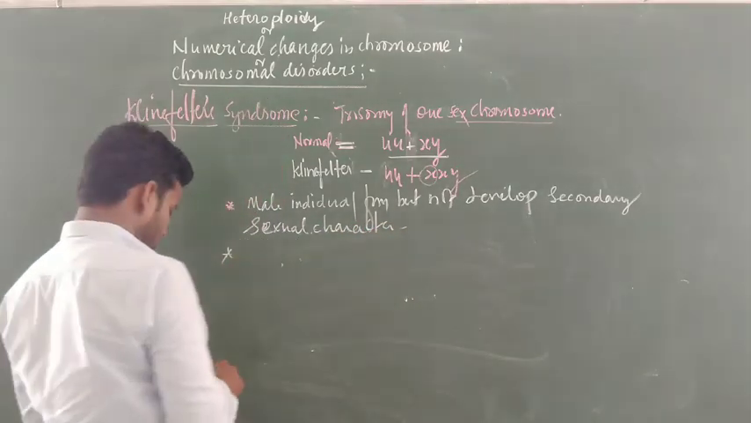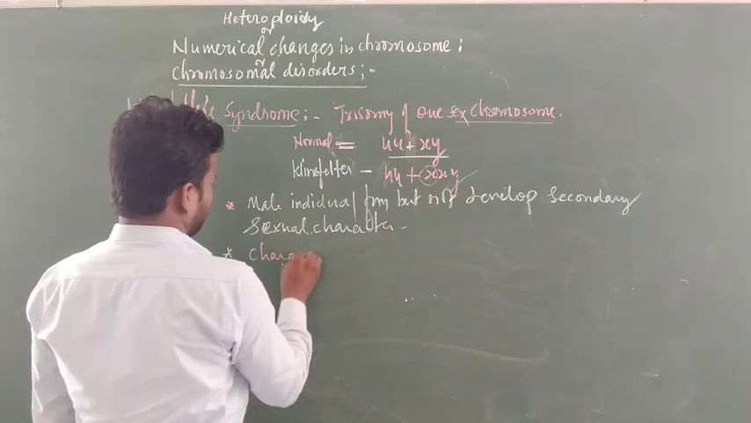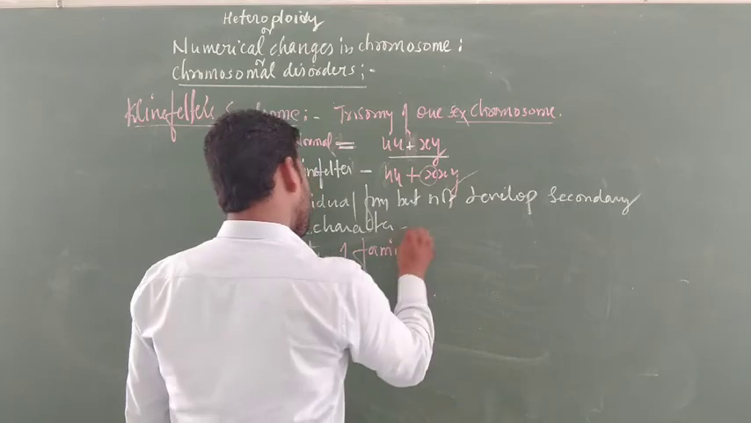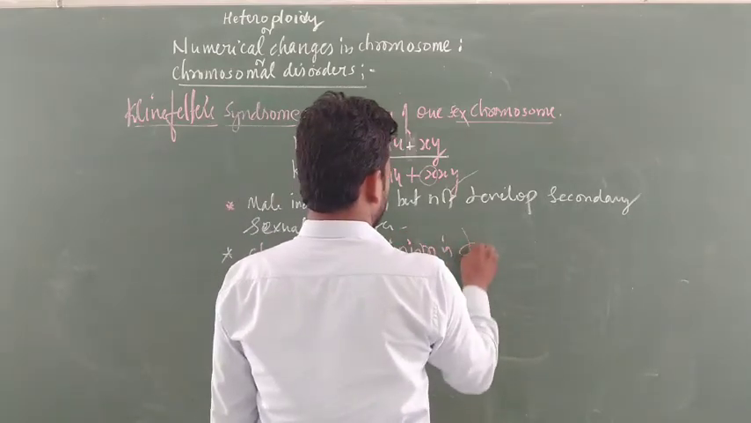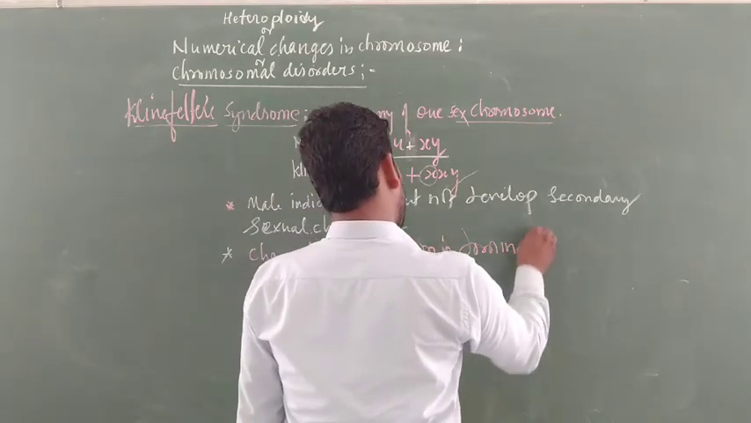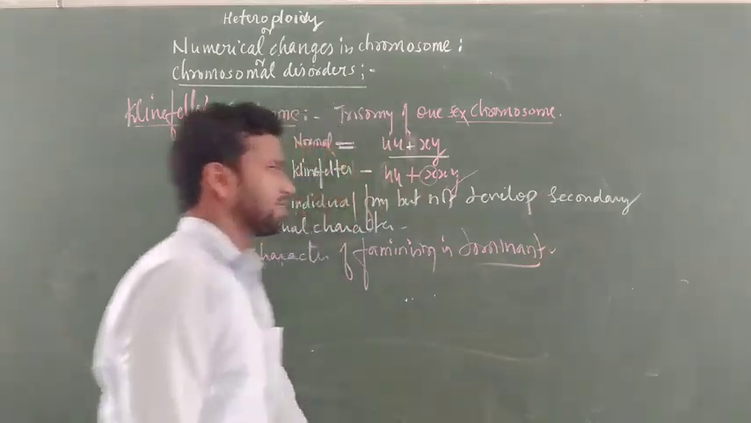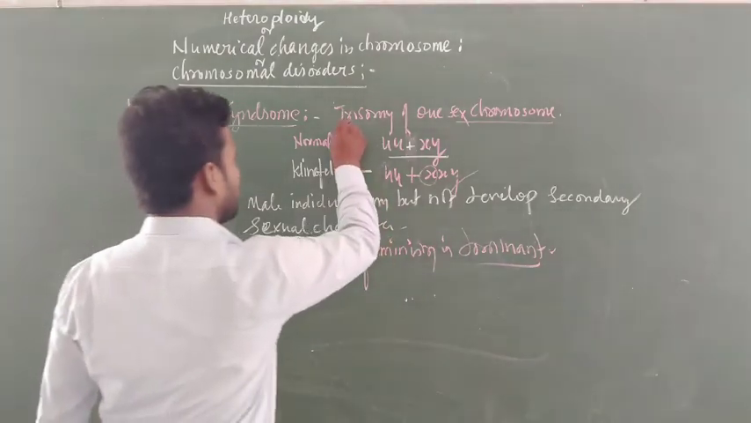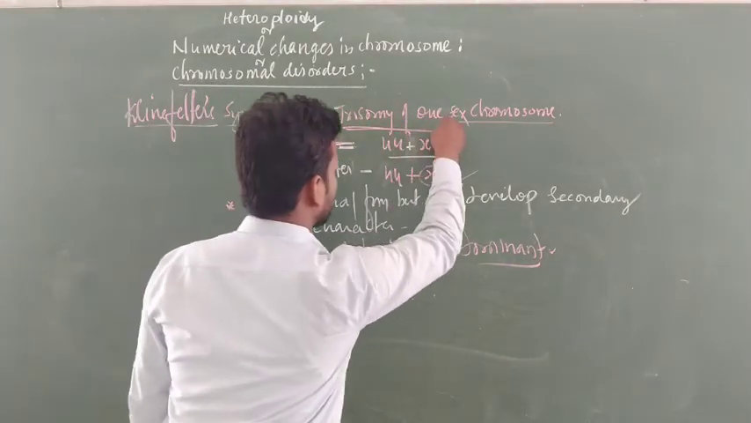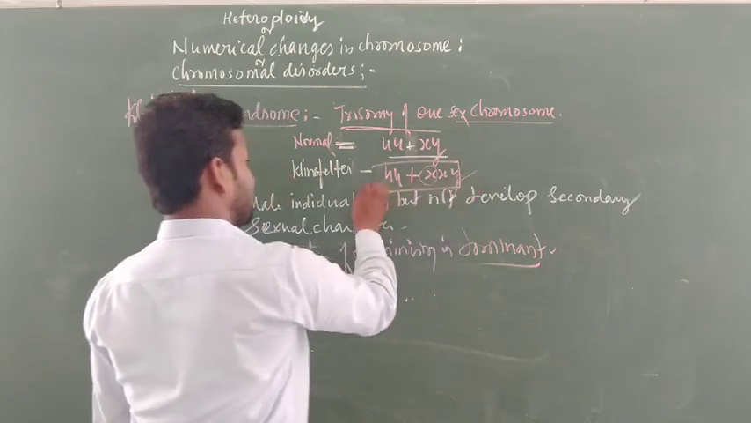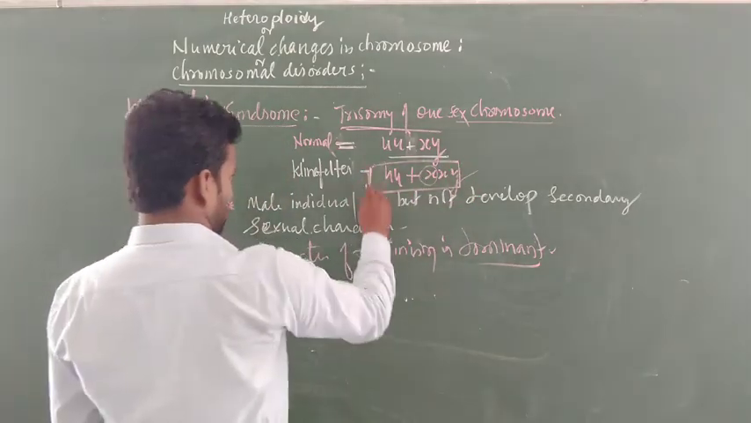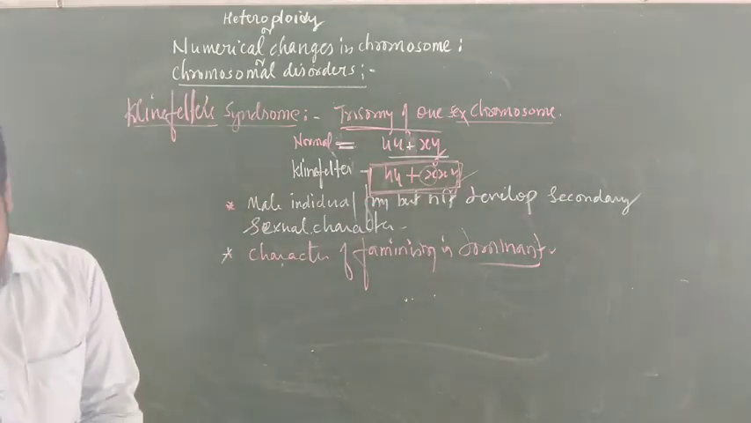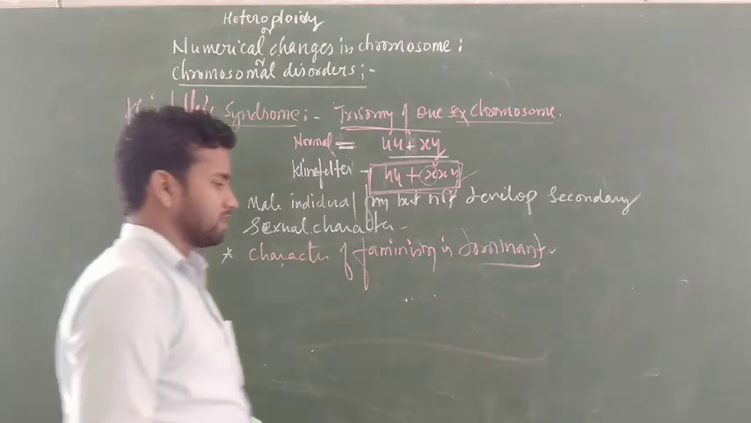Here the character of feminism is dominant. Character of feminism is dominant in Klinefelter syndrome. This is also a trisomy case, trisomy of 1 X chromosome, as you can see. This is a trisomy of 1 X chromosome: 44 plus XXY.